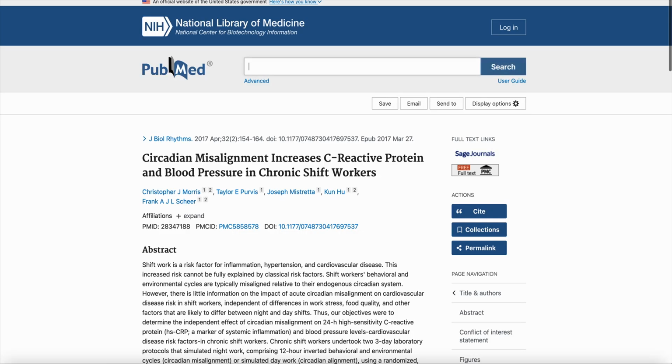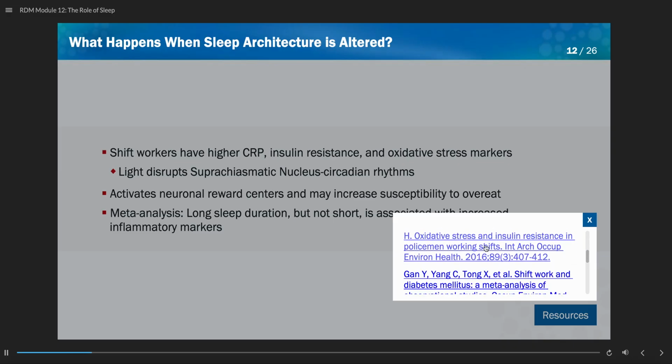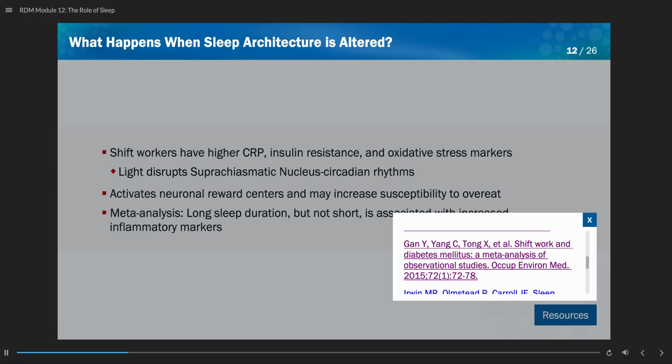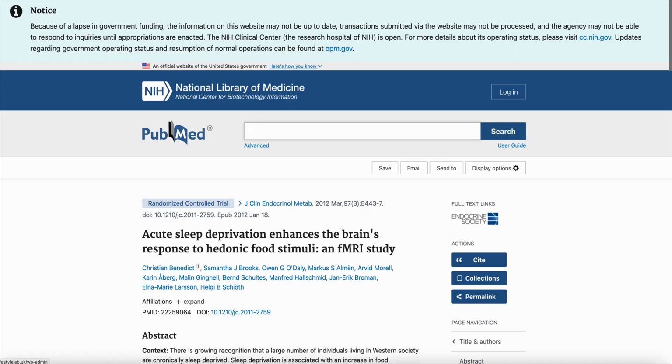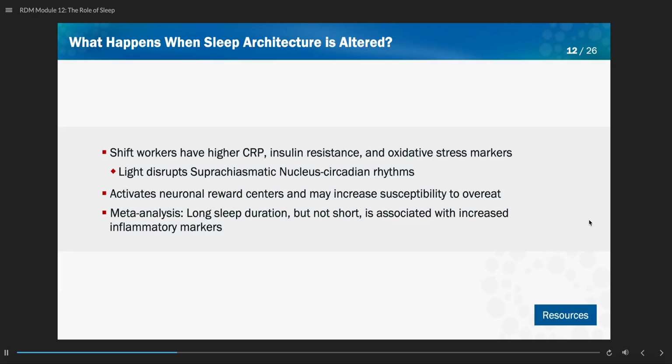Well, shift work research has given us a window of opportunity to look at some of the physiologic changes that happen to the body with disrupted sleep. They found that shift workers have higher CRP levels, develop greater levels of insulin resistance, and have higher levels of oxidative stress markers. And the disrupted light, especially during that window of sleep when our body was built to enter the deep sleep cycle, the light disrupts the suprachiasmatic nucleus and thereby disrupts circadian rhythms.